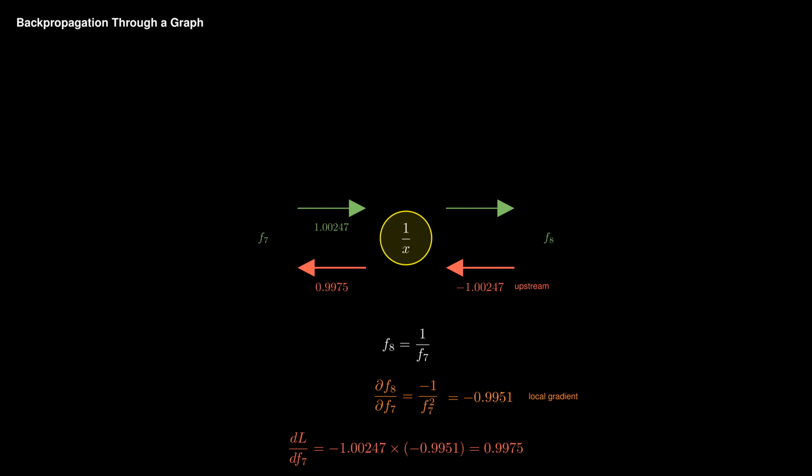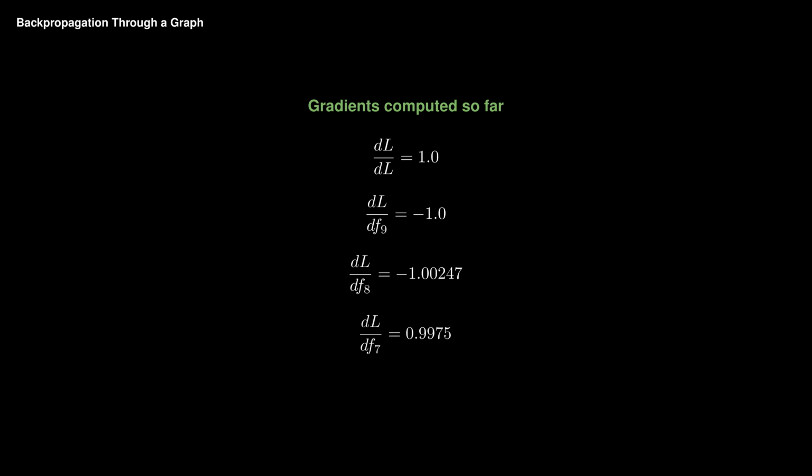We have propagated gradients through three nodes: the multiply by -1 node, the log node, and the reciprocal node. The pattern is always the same. Get the upstream gradient, compute the local gradient from the node's operation, multiply them to get the downstream gradient. In the next video, we will finish the backward pass through all remaining nodes and arrive at the gradients with respect to our parameters theta.